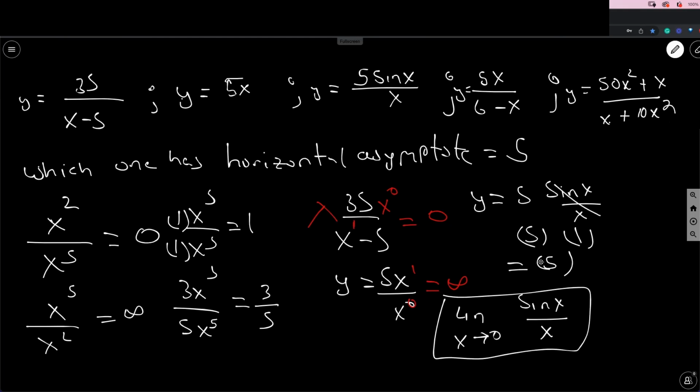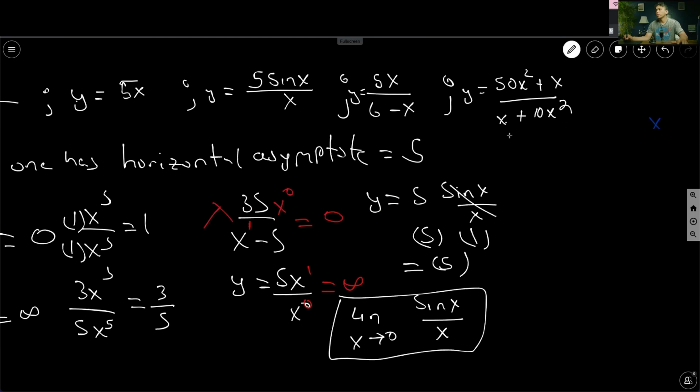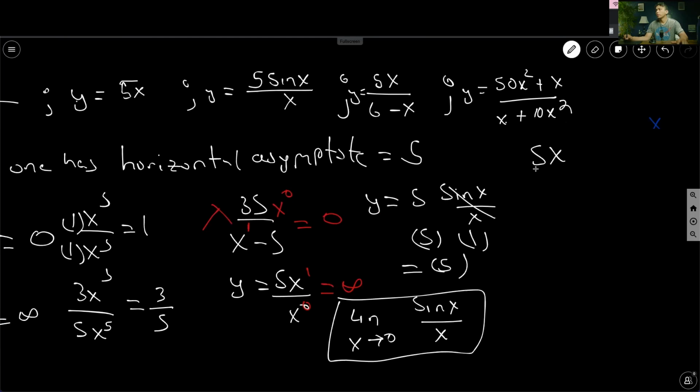Now let's go to the last two. We see that we have 5x over 6 minus x. We know that the powers are the same. So far, so good. And in the top, the number in front of it is a 5. But on the bottom, the number in front of the x is a negative 1. So this is actually negative 5. So therefore, this also does not qualify.